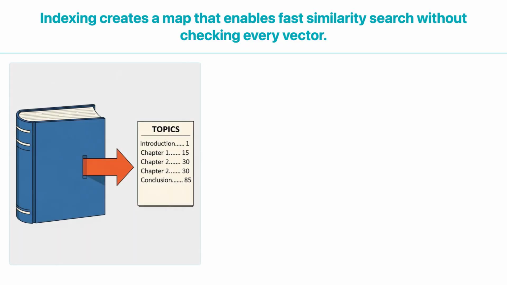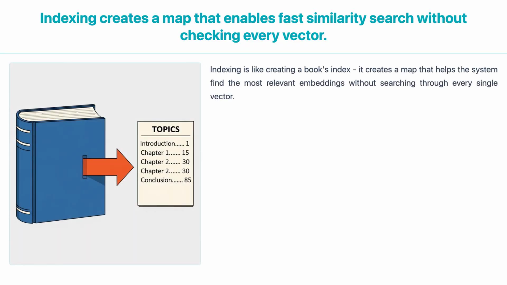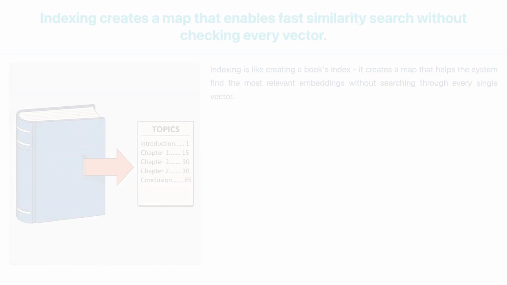Now let's understand how the database finds information quickly. Indexing is like creating a book's index. Instead of reading every page to find a topic, you use the index to jump directly to relevant pages. A vector database index works similarly. It creates a map that helps the system find the most relevant embeddings without searching through every single vector. This indexing is what makes similarity search lightning fast.